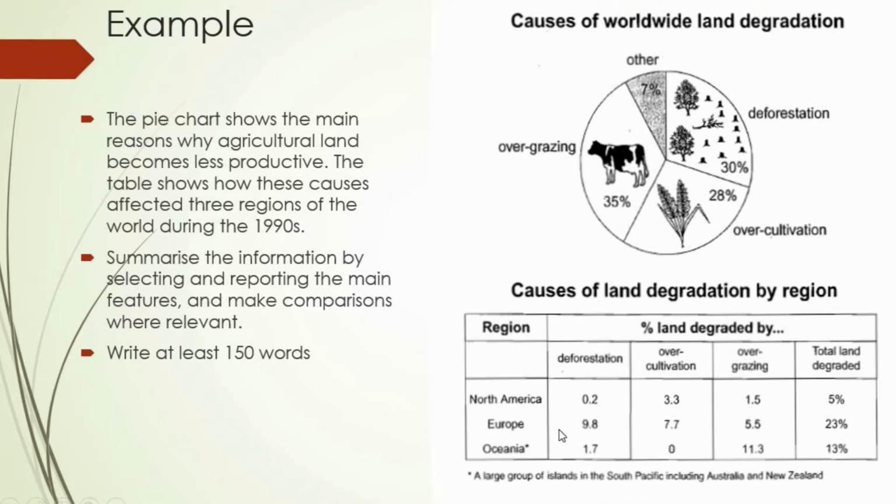So did you notice some differences in the data? Europe is most affected with 23%, and the major concern is deforestation. Oceania is second. The major reason of land degradation is overgrazing, 11.3, and North America is mostly affected by overcultivation with 3.3%. So notice first, second, third. Are you getting it? Now you just need to mention this trend in the sample response. Now let's see the sample response and notice what a model answer looks like.